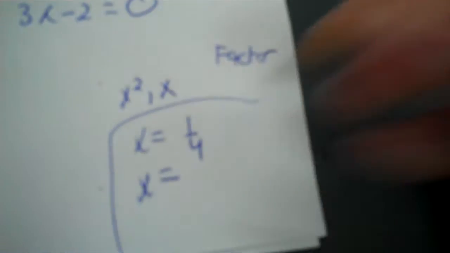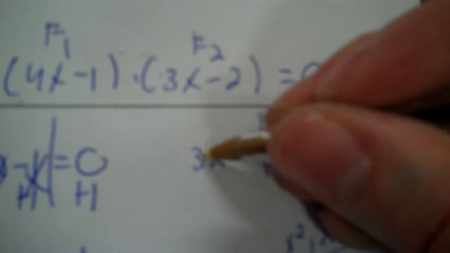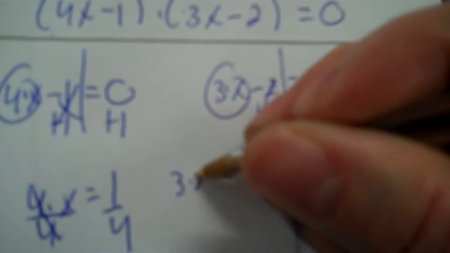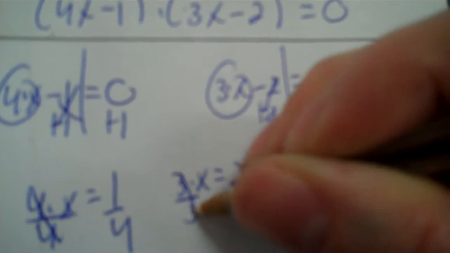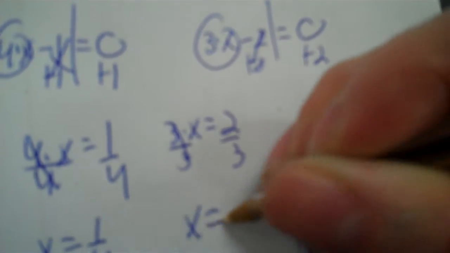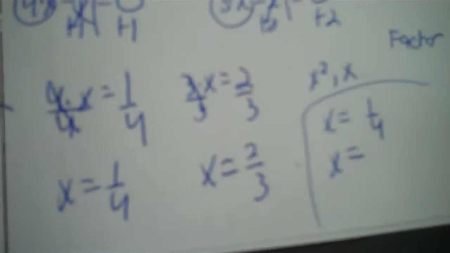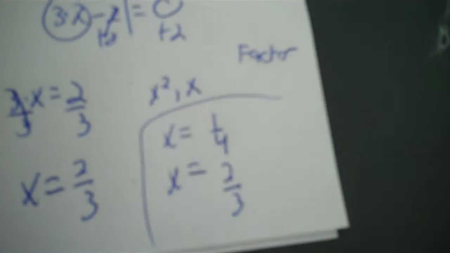So it's 1/4. Then over here, plus 2, that's 2. Divided by 3, I don't want a decimal, so 2/3. Okay. So 1/4 and 2/3.